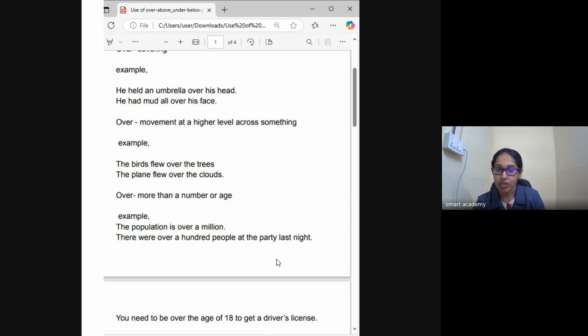More than a specific number, we can use the preposition over. It's over 3 kilometers from here to reach that place. There were over 1,000 people at the demonstration. There were over 100 people at the demonstration. Whatever it is, you can say.